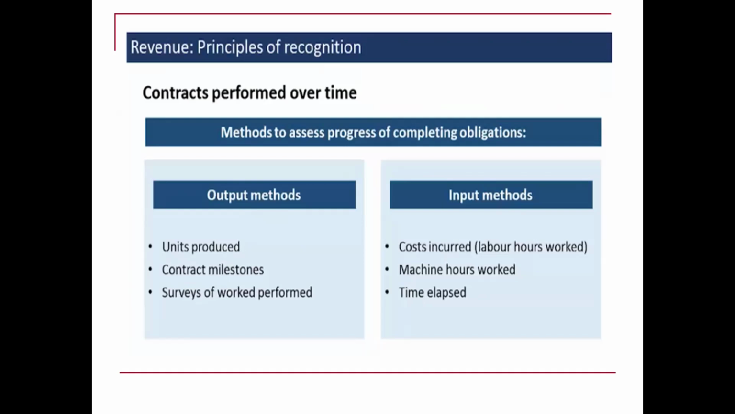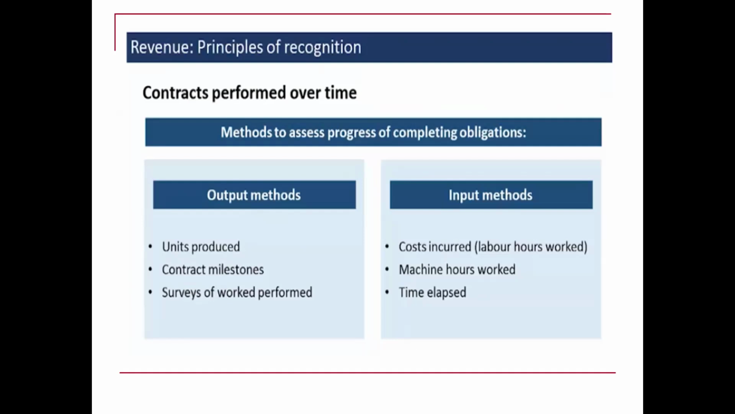Contract milestones are like, for example, if I'm constructing a building, we can agree that when we get to the foundation level, I'm entitled to a certain amount of money. When I get to the window level, then I get to the roof level. So those are milestones. So it means when I reach the first milestone, I can then recognize the component of the revenue attached to that particular milestone.